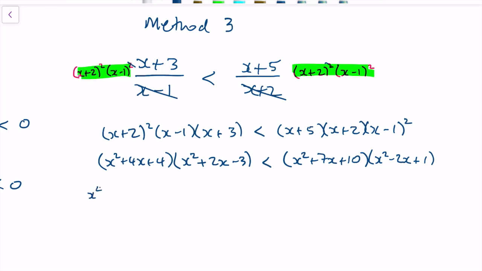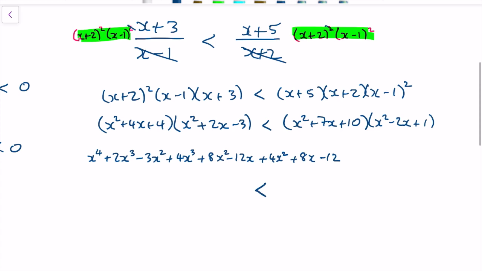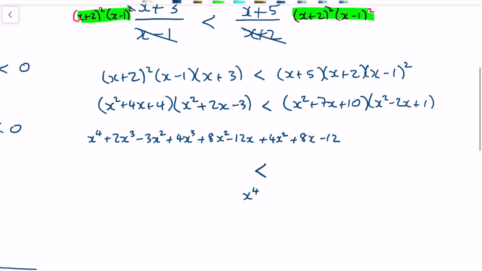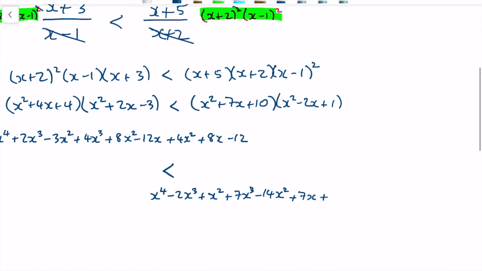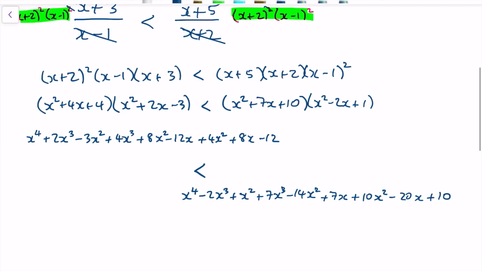So we've got x to the 4 plus 2x cubed minus 3x squared plus 4x cubed plus 8x squared minus 12x plus 4x squared plus 8x minus 12. That's the left-hand side. Less than x to the 4 minus 2x cubed plus x squared plus 7x cubed minus 14x squared plus 7x. Something I wish I'd prepared earlier. Plus 10x squared minus 20x plus 10. Hopefully I've done all that right.